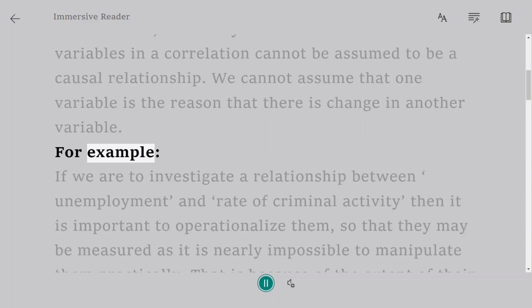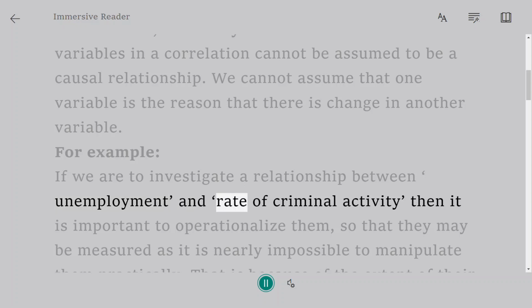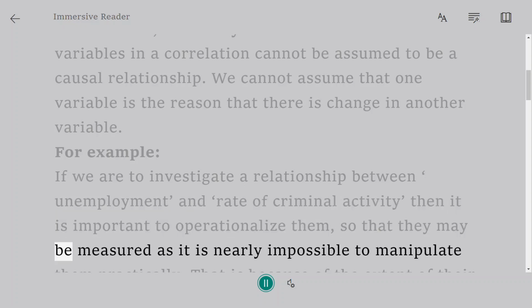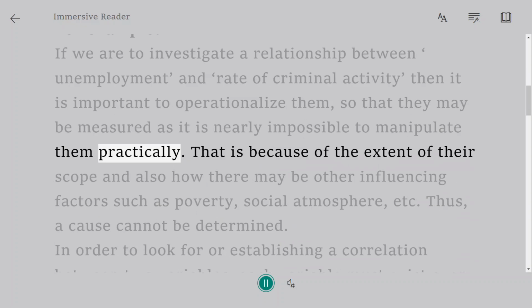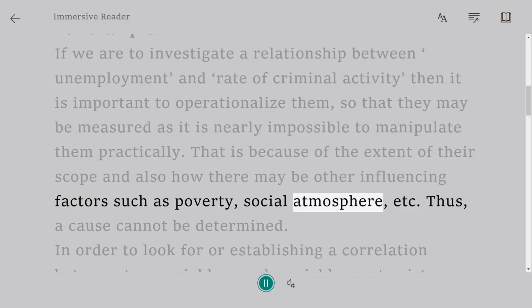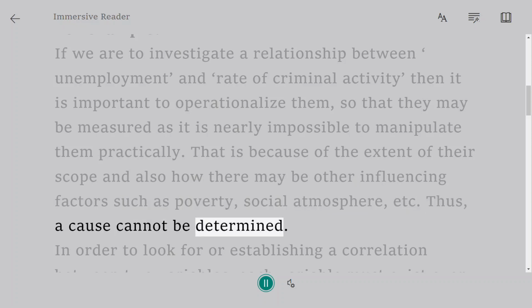For example, if we are to investigate a relationship between unemployment and rate of criminal activity, then it is important to operationalize them, so that they may be measured, as it is nearly impossible to manipulate them practically. That is because of the extent of their scope and also how there may be other influencing factors such as poverty, social atmosphere, etc. Thus, a cause cannot be determined.